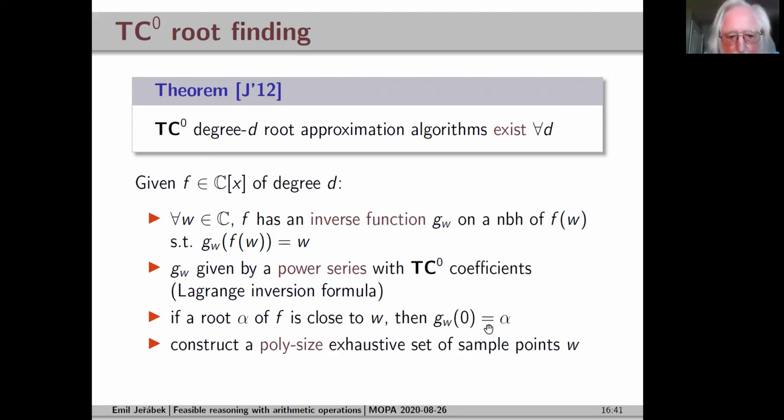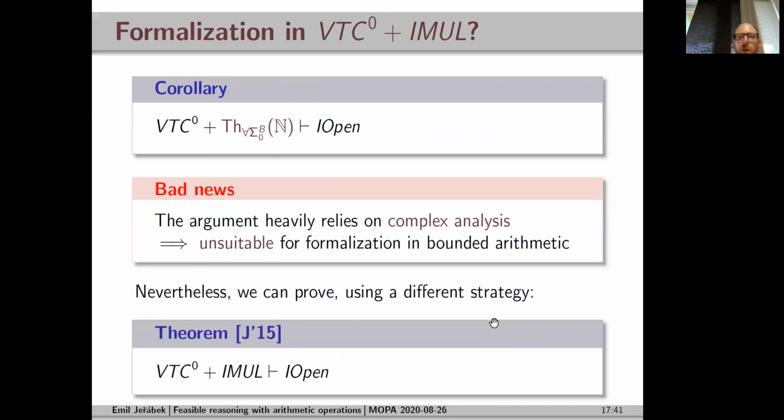Just a quick historical remark. But as I said, the algorithm uses lots of complex analysis, so it's not really good for formalization in bounded arithmetic. We don't know how to prove things like the Cauchy integral formula and things like this. So what this gives us is that open induction is provable in VTC0 extended with all true universal sigma B0 formulas, basically.